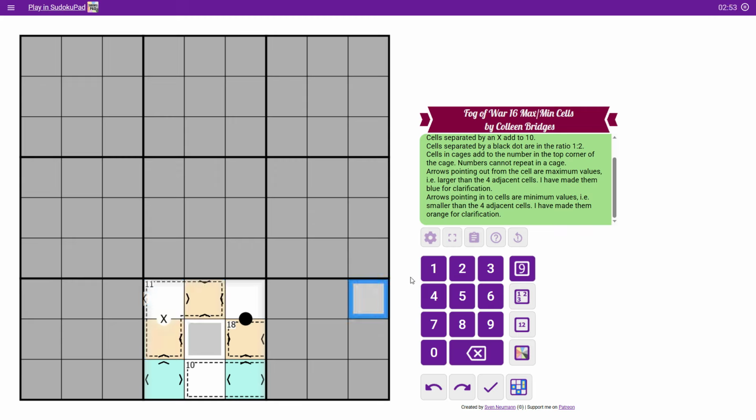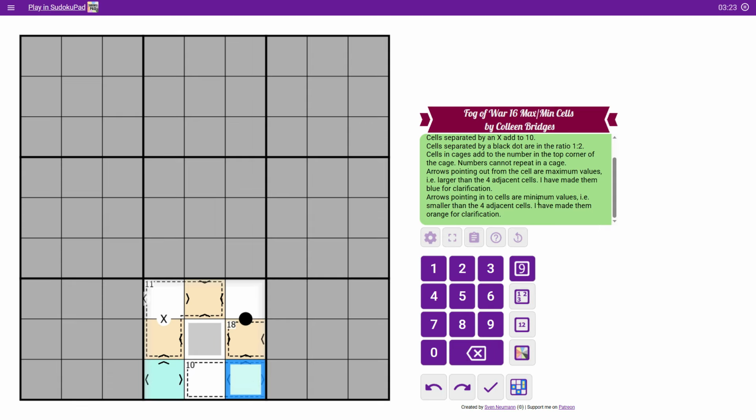There's standard cage rules. Arrows pointing out from the cells are maximum values, that is, larger than the 4 adjacent cells. I've made them blue for clarification. So these ones here, which are sort of a pale blue colour, have arrows which point out from the cells, and they have to be larger. Now I've written larger than the 4 adjacent cells, but these ones here only have 3 adjacent cells if they're on the edge, obviously. But the arrows pointing out means this one's bigger than those ones. So those are the two big ones here.